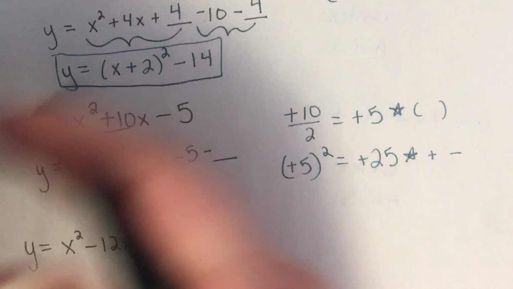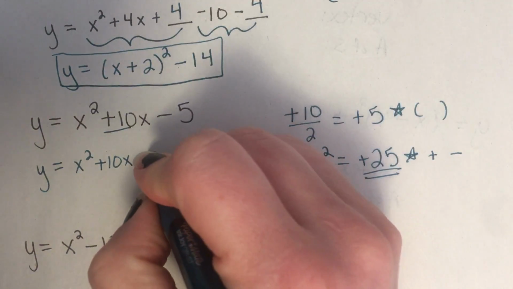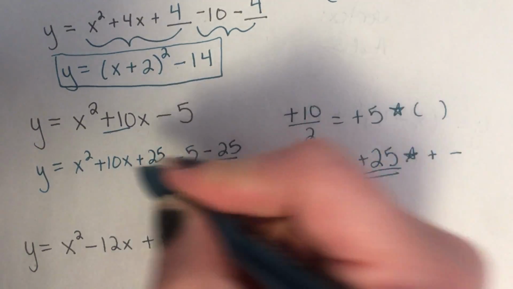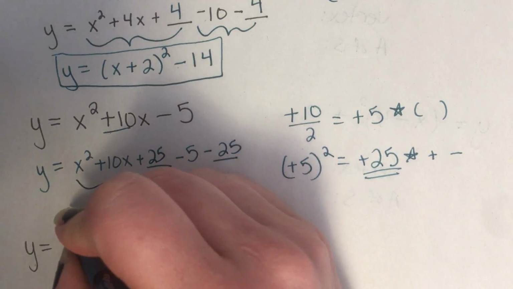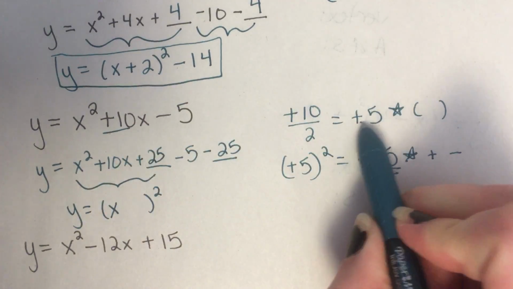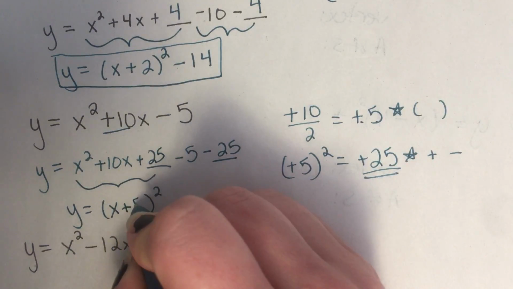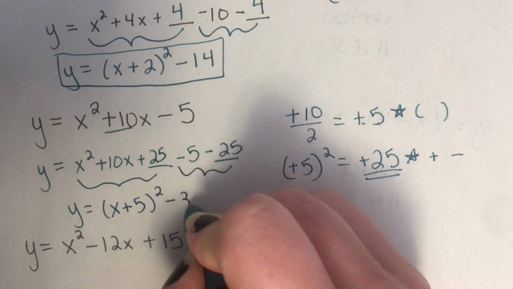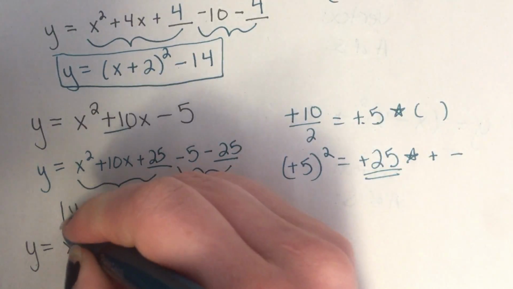Now I fill in the blanks. So this goes here, and this one I'm going to use in a minute. So my first 3 can now be placed in factored form. So x plus 5 squared. And my last 2 numbers need to get added or subtracted, so that makes negative 30, and you're finished.